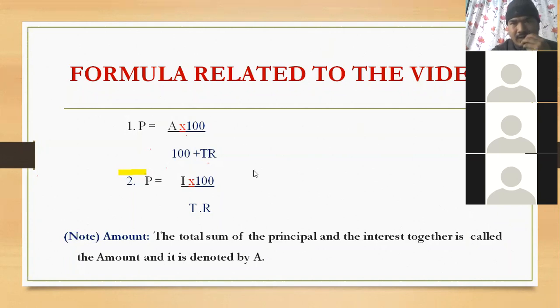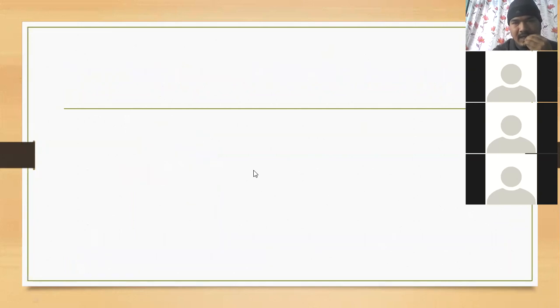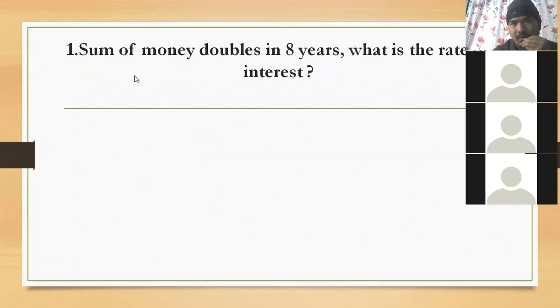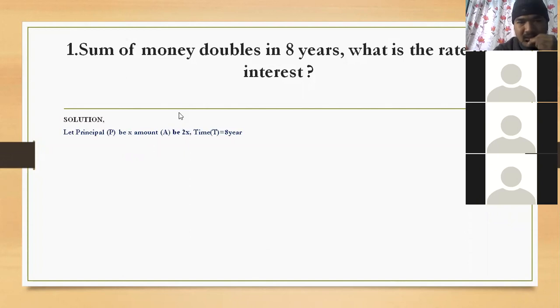And now next slide, look there. In the next slide, see there: a sum of money doubles itself in 8 years. What is the rate of interest? The sum of money is not given, and it is just telling that it will be doubled. That's why let the principal be x. If it doubles, then the double one is the amount. Time is given, 8 years. What is the rate of interest?